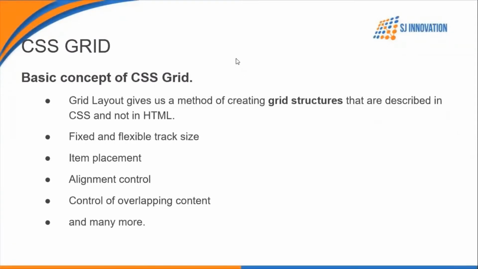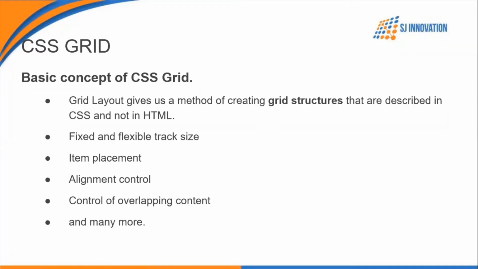Now, the basic concept of CSS Grid. It's a grid layout that provides for creating grid structures in CSS. You don't need to do anything else in HTML. It also has fixed and flexible sizes. If you want to keep a fixed layout of rows or columns, you can do it easily using 100 pixels or 1000 pixels if you want, and you can also make it flexible with the fraction unit. We'll discuss that later in the slides.